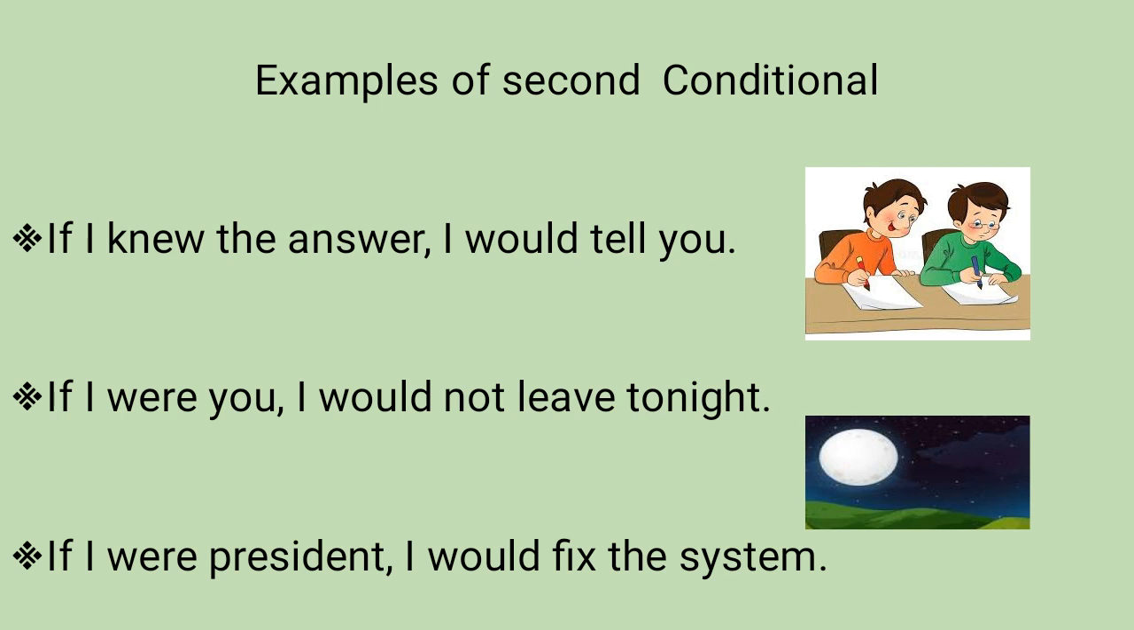If I were you, it is an impossible thing. I would not leave tonight. I am not you, so it is a purely hypothetical and impossible situation. So we use were here instead of was. And in the independent clause, would is used with the first form of the verb. If I were president, I would fix the system. It is also a purely hypothetical and impossible situation. So that's why we are going to use were instead of was. Are you getting me?